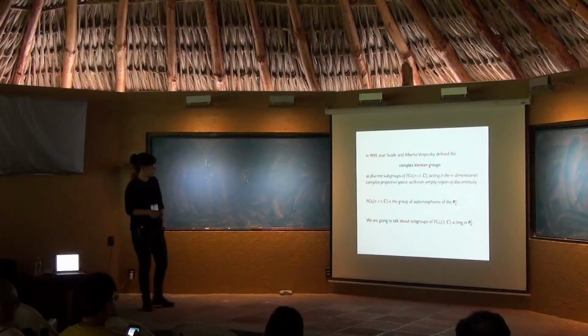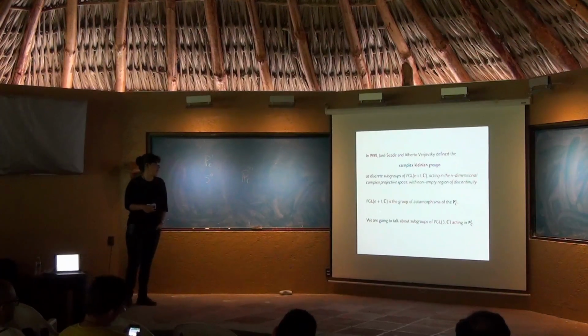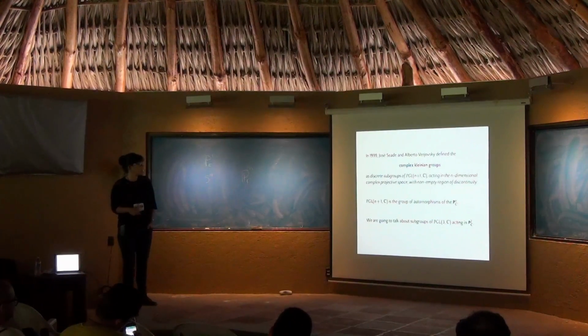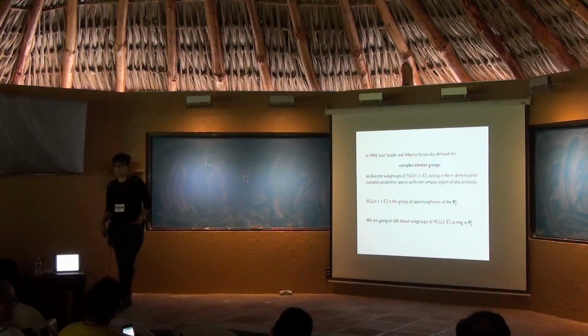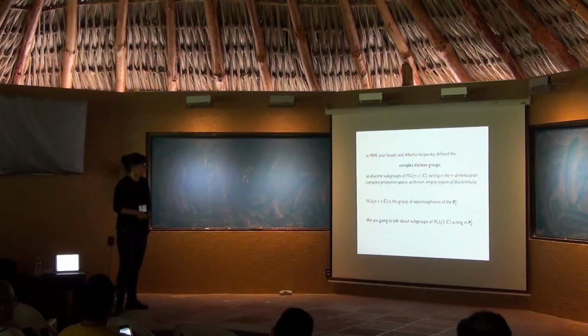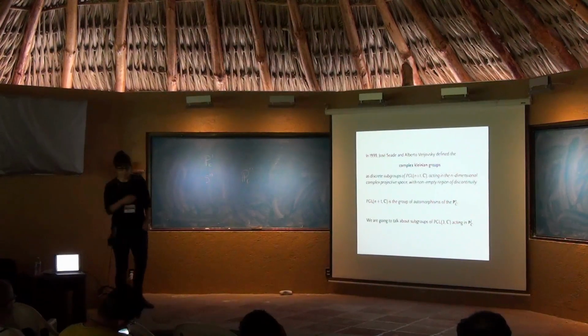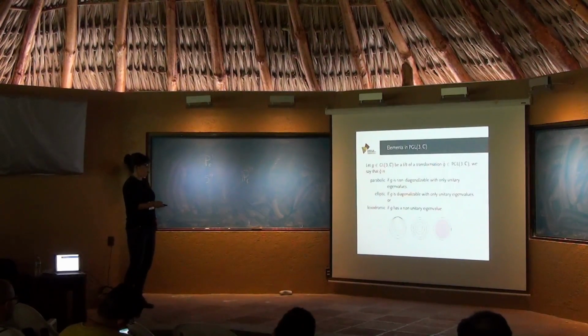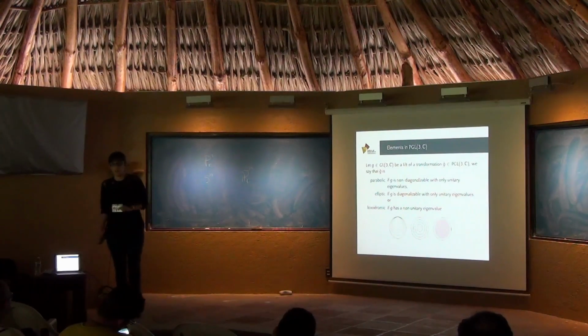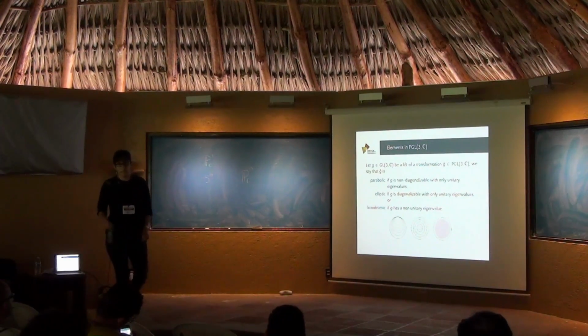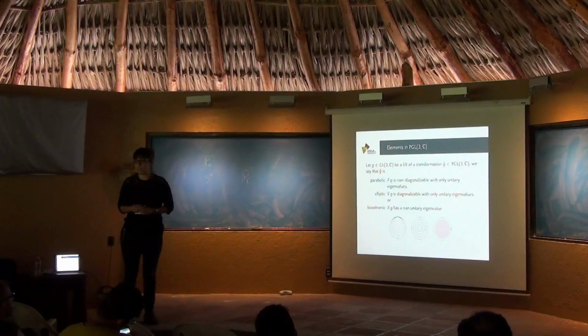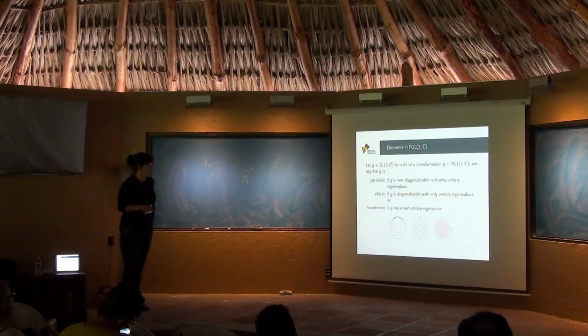Okay, so this is what I said. PGL n plus 1C is a group of automorphisms of the n-dimensional complex projective space. And we are going to talk only about the subgroups of PGL3C acting in the complex projective plane, okay? So first of all, we would like to know what type of elements we have in this group.